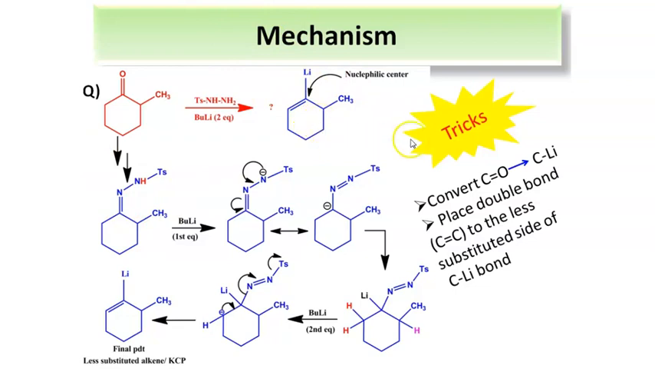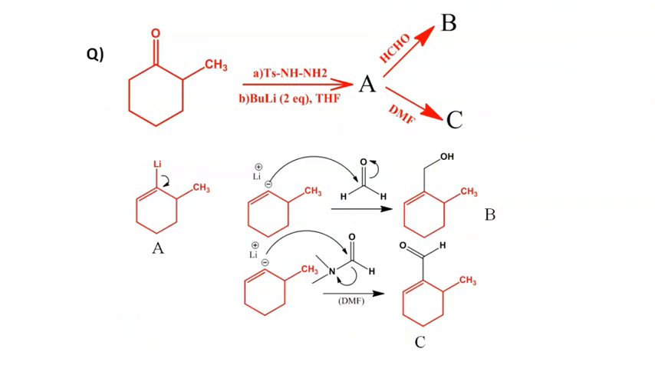Okay, so I hope by using these tricks we will be able to solve the reactions without doing the whole mechanism, although the mechanism is also very important for our understanding. Okay, so here are some extensions of the Shapiro reaction. You have to tell me the products A, B and C. Okay, see, I have already discussed product A. It is nothing but a Shapiro reaction.